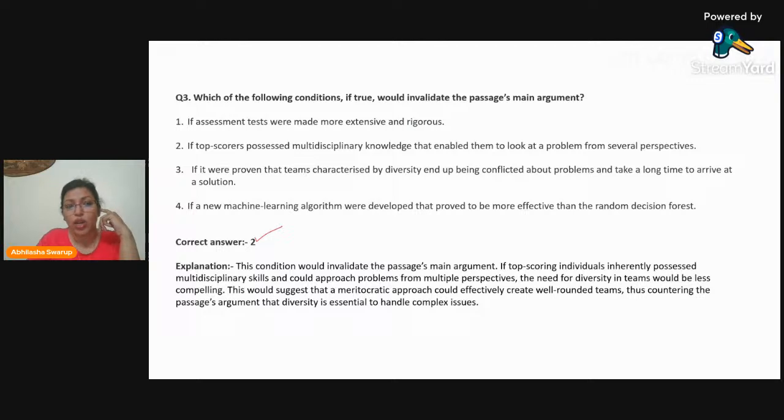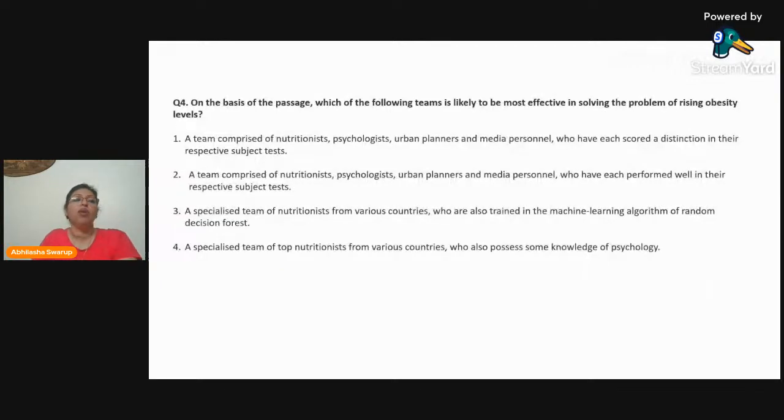Let's look at the next one. Question number 4. On the basis of the passage, which of the following teams is likely to be most effective in solving the problem of rising obesity level? So which of these will be the most effective team? Let's take a look. I'm waiting for your answers also. Come on, guys.